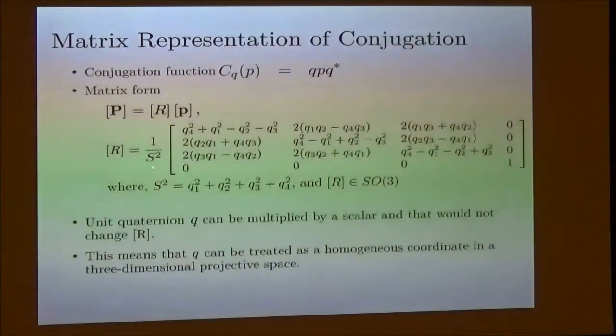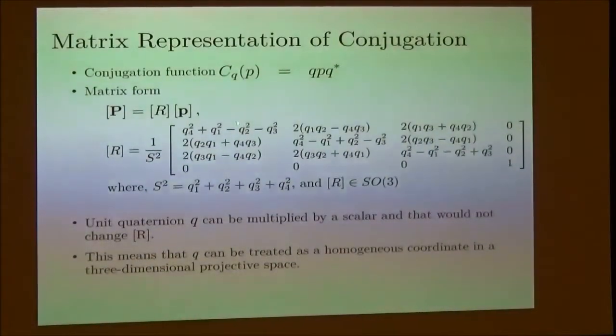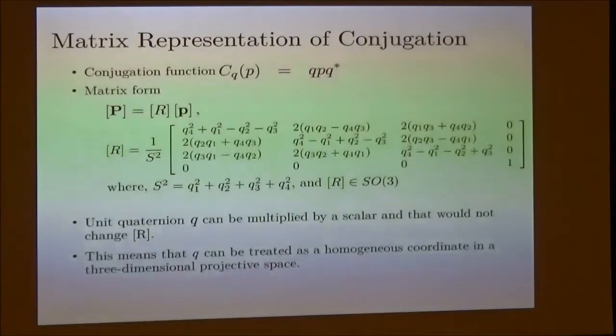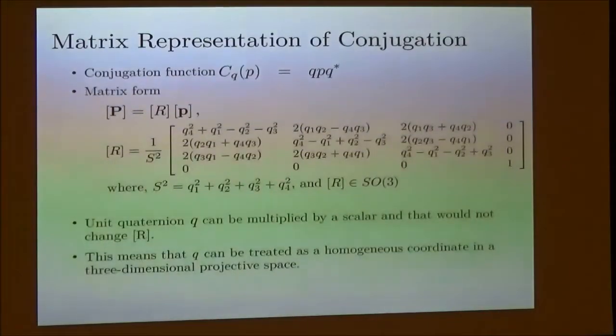You will also notice that in the denominator we have this norm squared of the quaternion, which we're calling S squared over here. And that basically tells you that you can multiply the quaternion with any scalar factor. Right? If you do that, you'll have that scalar factor factoring out of every one of these terms. All of these terms are quadratic in the quaternion, and they will cancel out with the scalar factor that will be in the denominator. And that basically tells you that you can treat the quaternion as a homogeneous coordinate in a three-dimensional projective space. Now, we will talk about what homogeneous coordinates are and what projective spaces are, but I have to introduce this over here so that it can make a connection.